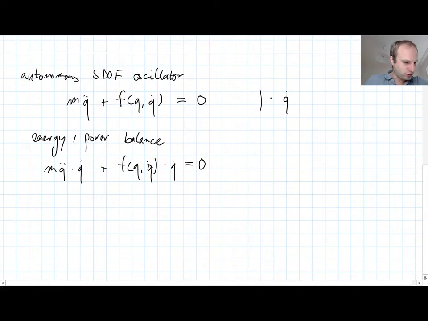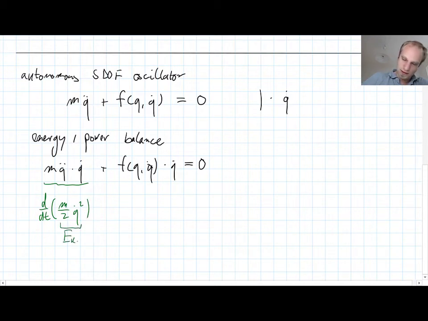So 0 times q dot is still 0. Here we know this term already. That's just the time derivative of the kinetic energy, Ek. Now this term here is a little bit more complicated.